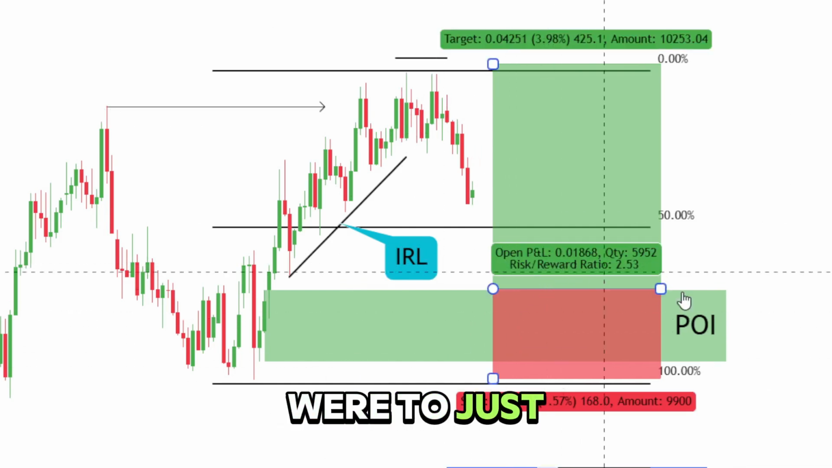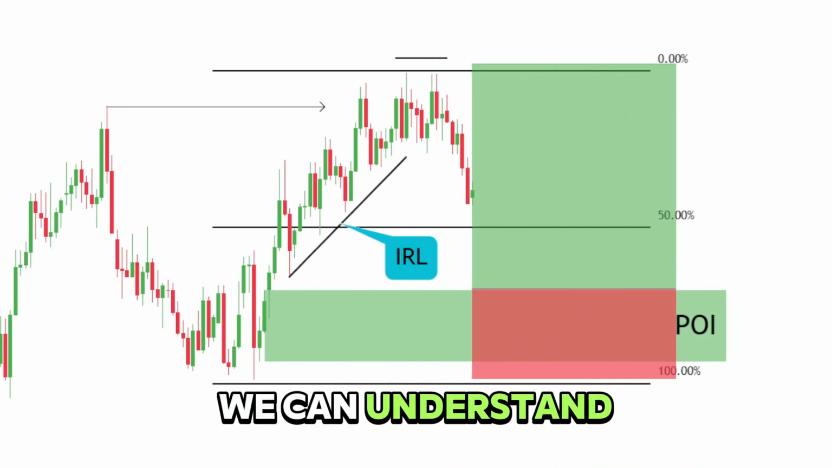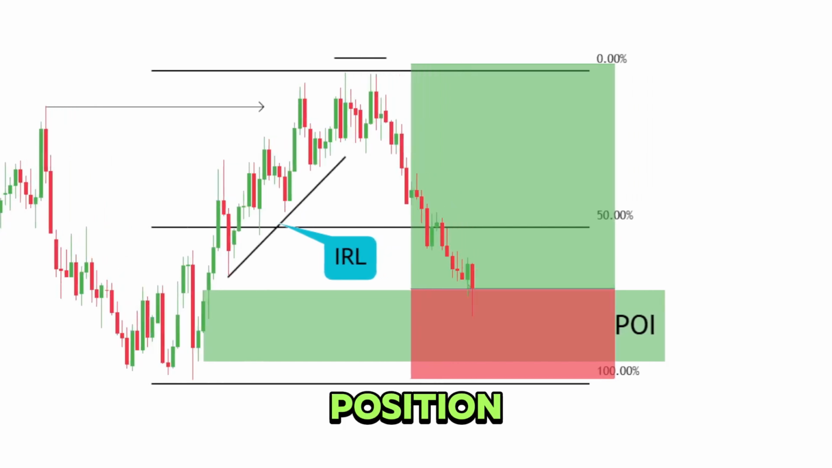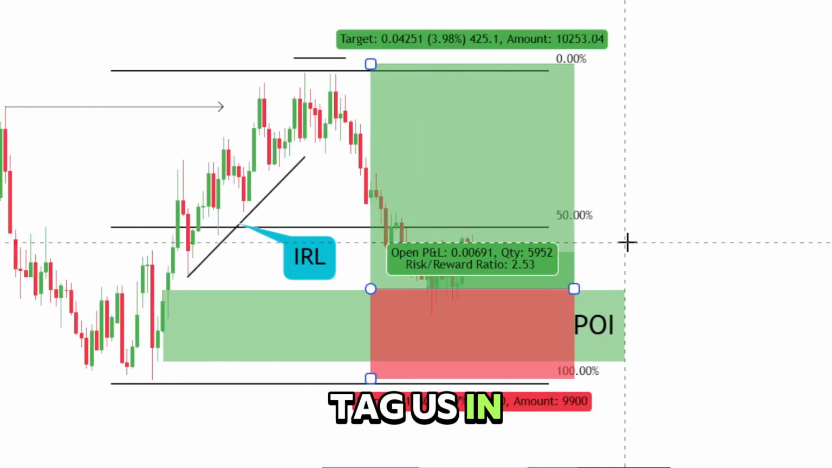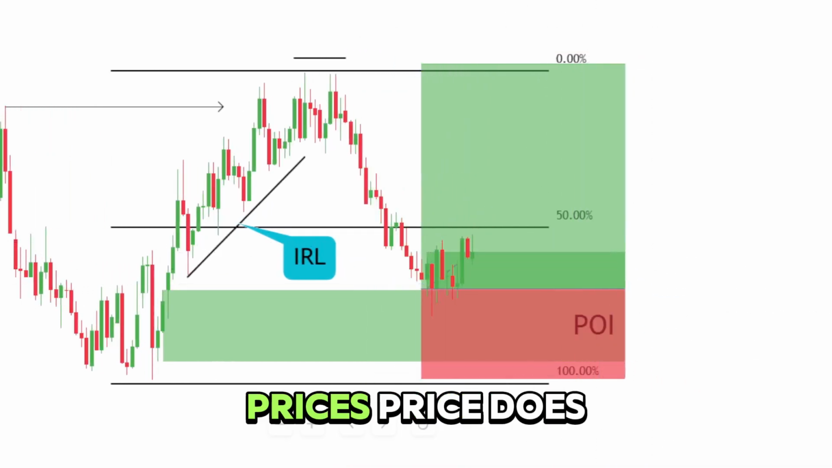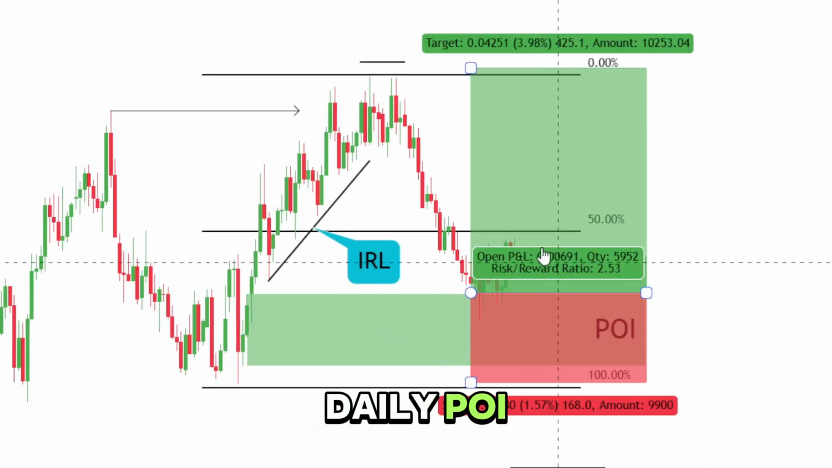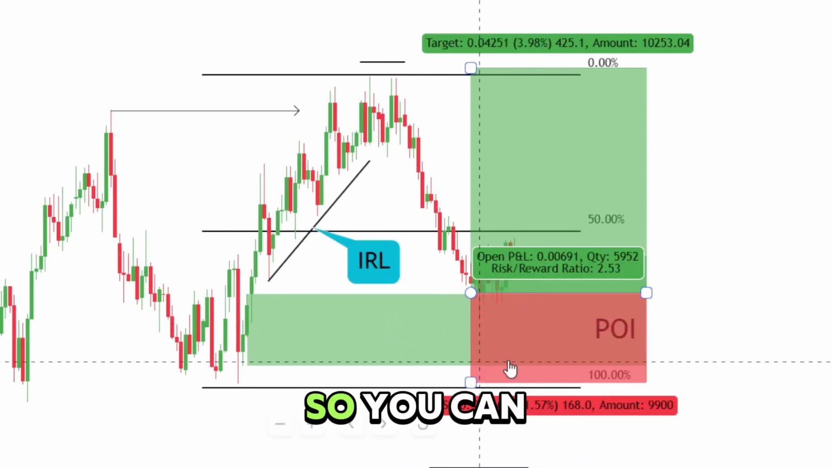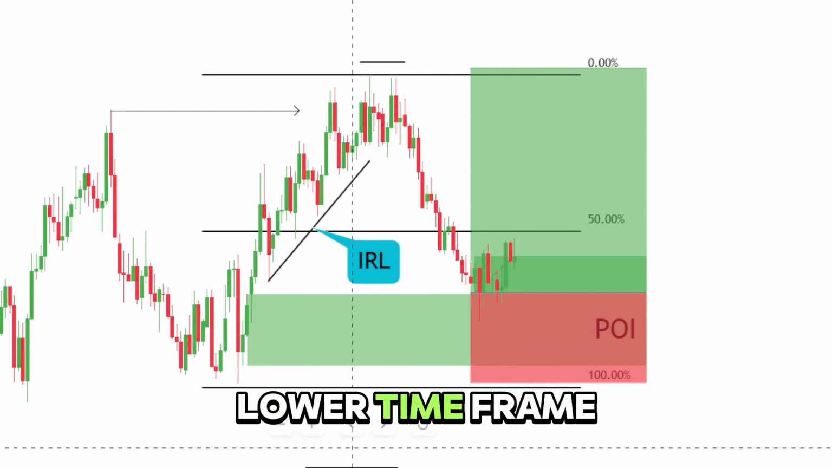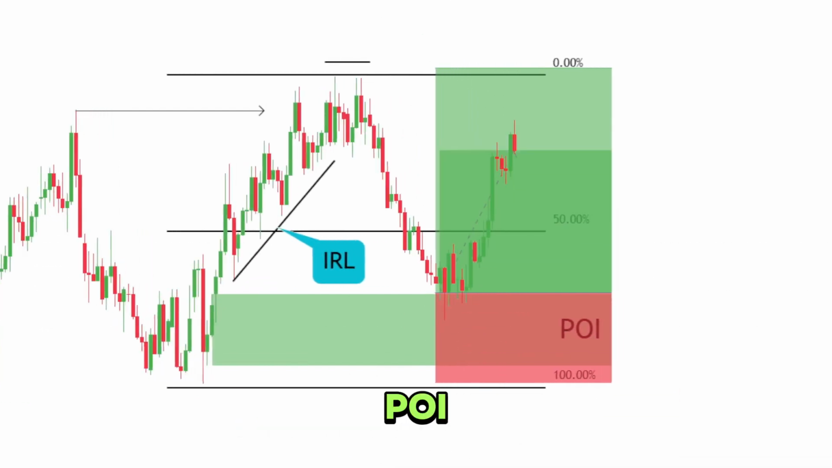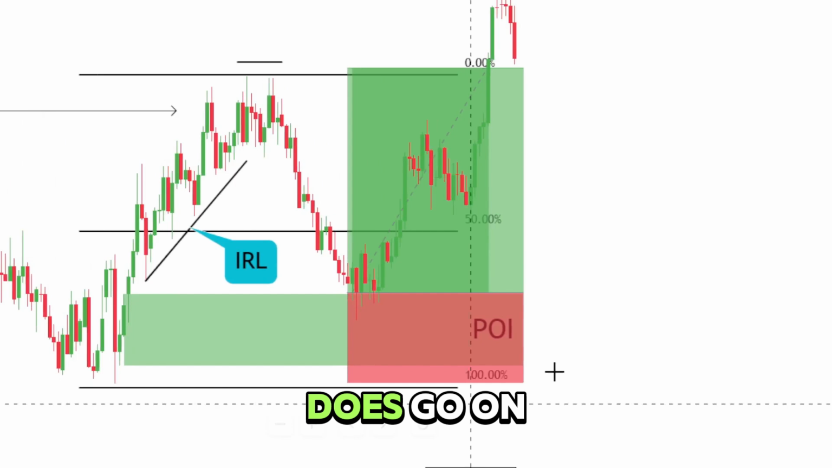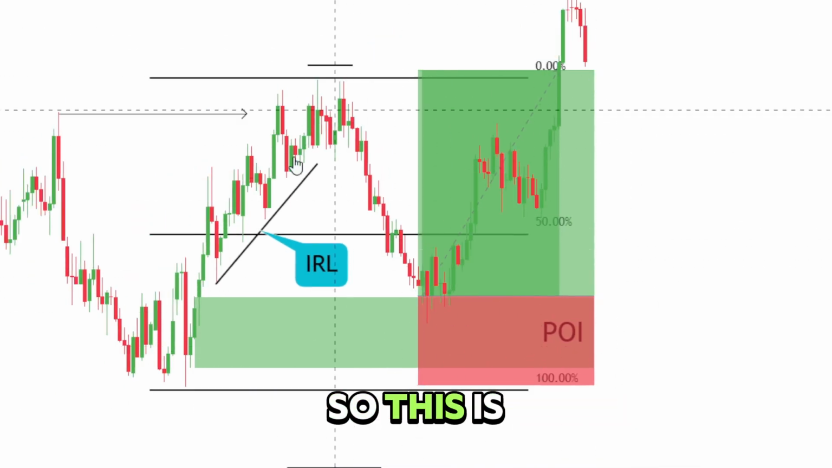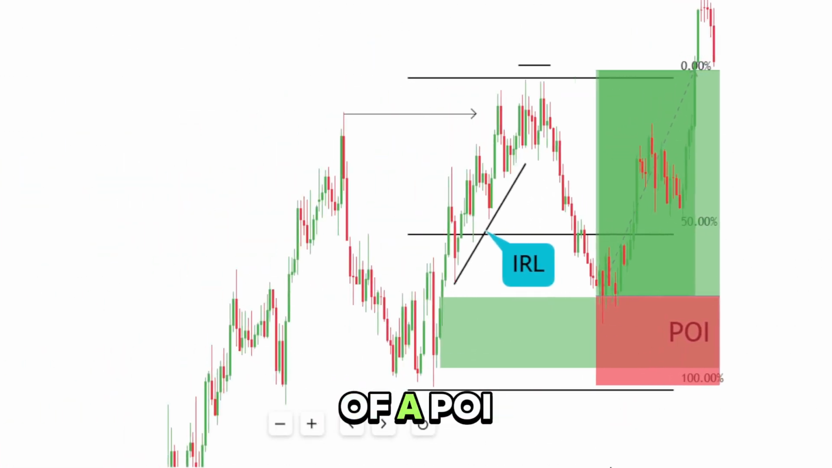So if I were to just play price on, we can understand how you could have taken a swing on this potential position. So when price does eventually tag us in, price does mess around with the daily POI. Remember, this is a daily POI, so you can take intraday lower time frame positions off this POI, but eventually we see price does go on to hit our overall target. So this is a bullish example of a POI.